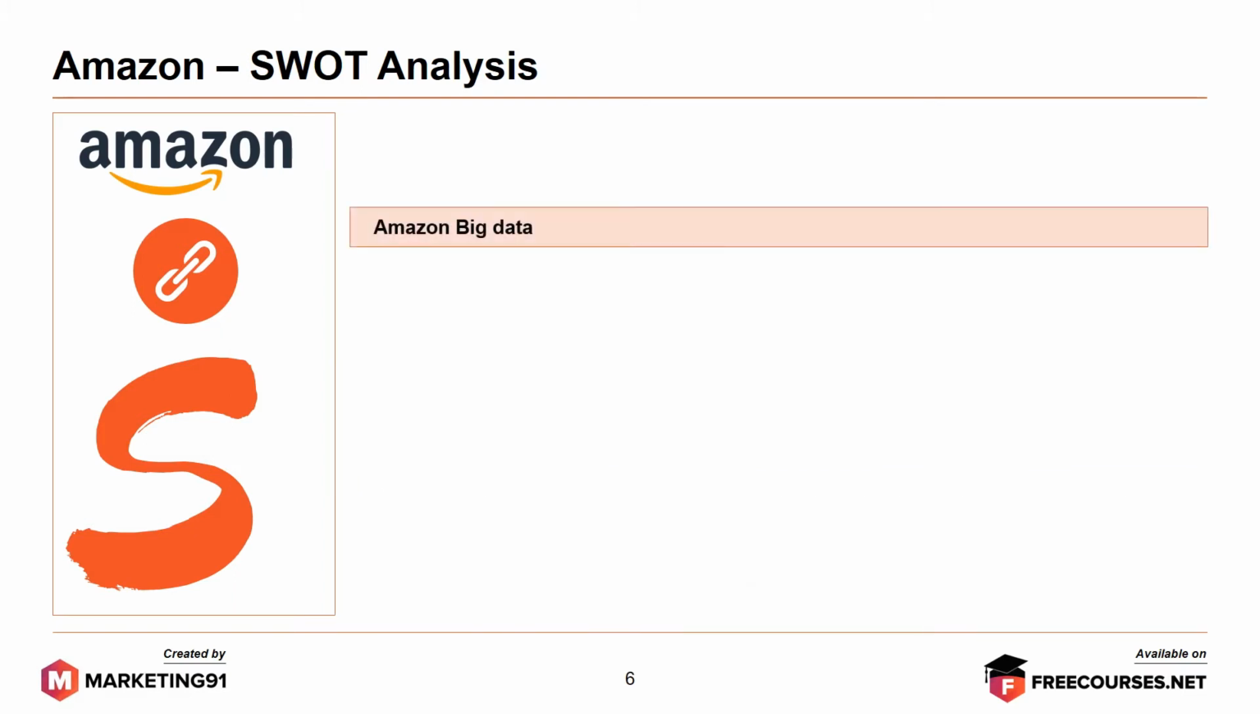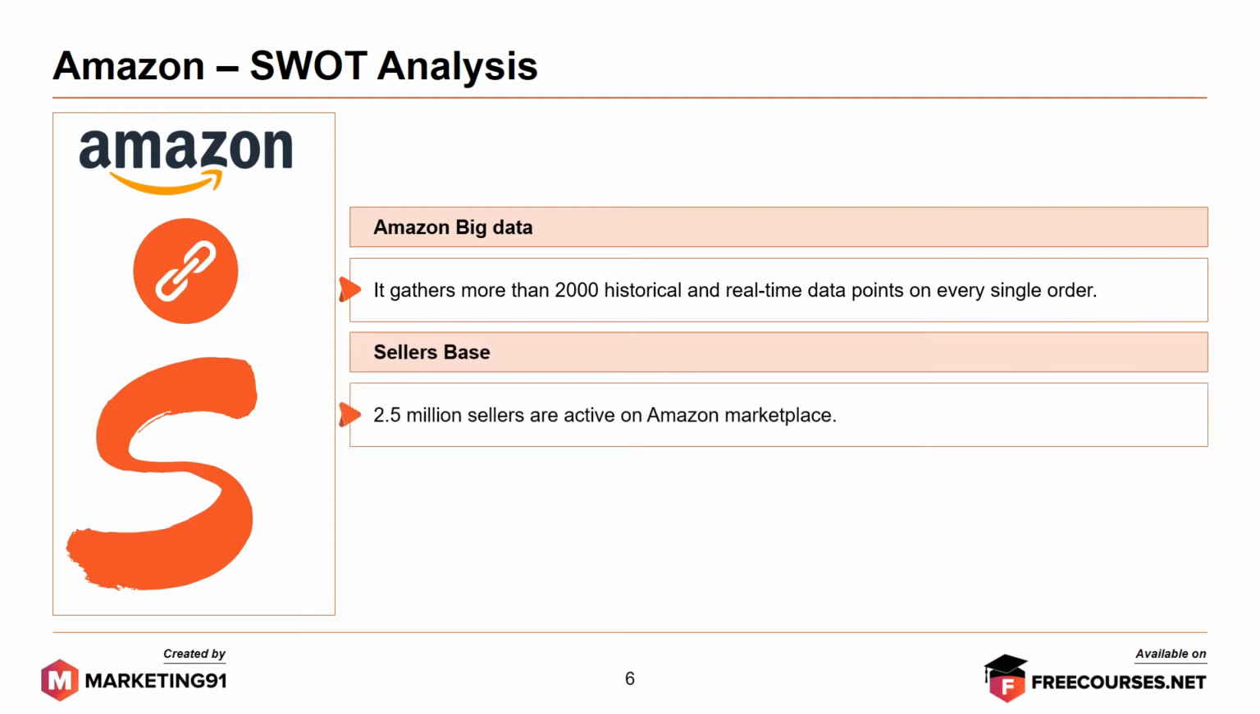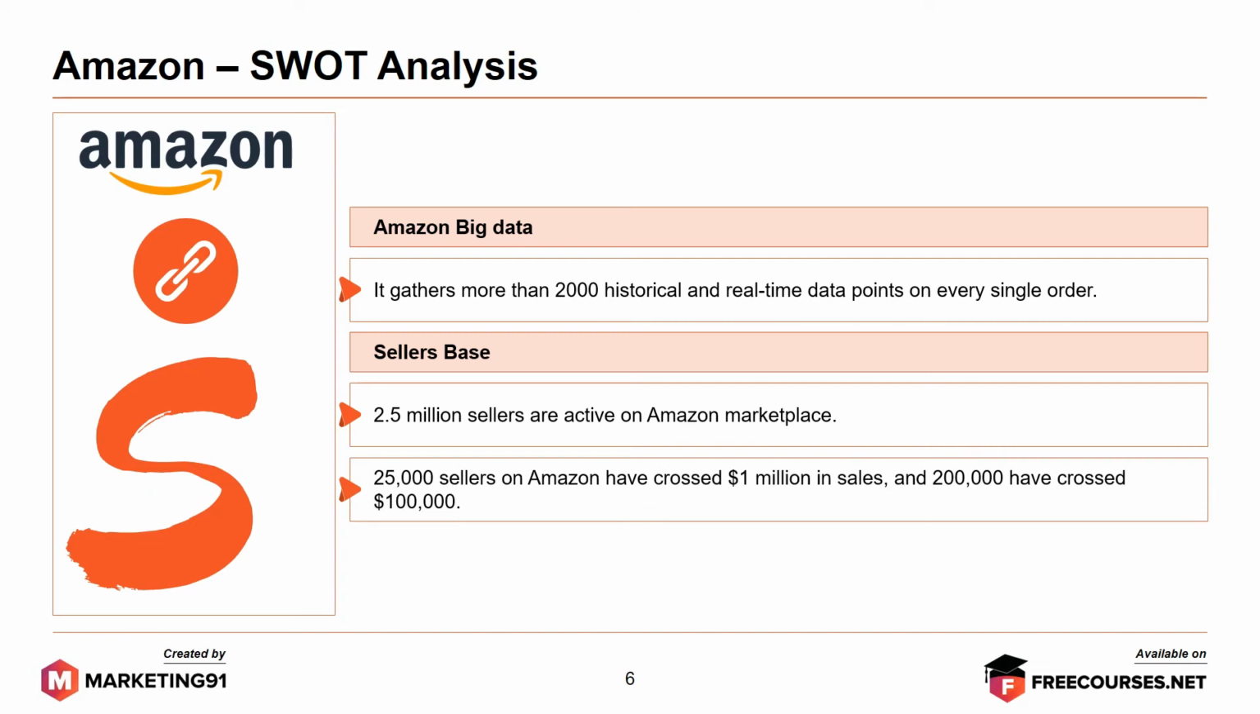Next, Amazon Big Data. Amazon gathers more than 2,000 historical and real-time data points on every single order. The next strength is seller base. 2.5 million sellers are active on Amazon Marketplace, of which 25,000 sellers on Amazon have crossed $1 million in sales, and about 200,000 have crossed about $100,000 in sales.